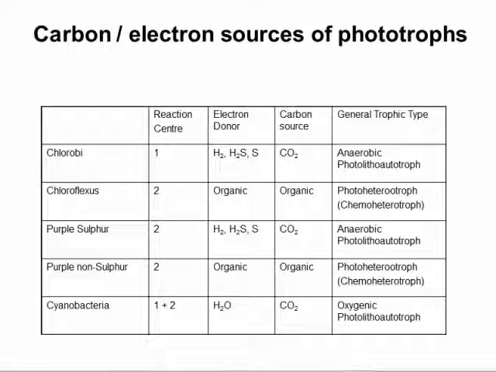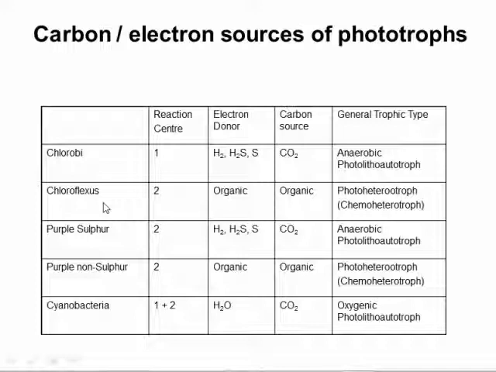So for phototrophs, different types of photosynthetic bacteria: light is the source of metabolic energy, but what is the source of electrons? What is the source of carbon? Okay. So for chlorobia, they are photolithoautotrophs, but anaerobic. Source of electrons: reduced sulfur or molecular hydrogen. Carbon source: carbon dioxide.